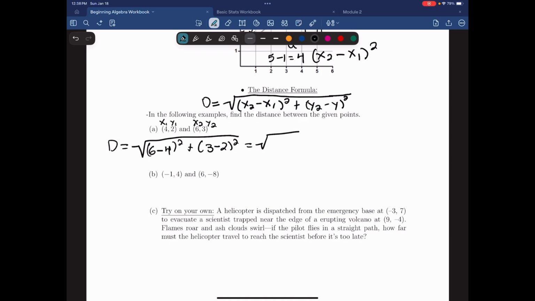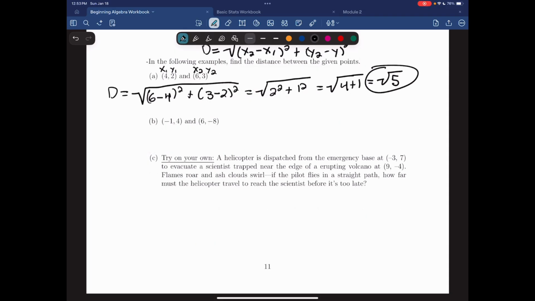And we get the square root of 6 minus 4, which is 2. So we get 2 squared plus 1 squared. 2 squared is 4, 1 squared is 1, so we get the square root of 5. Here, let me write it out like this. 2 squared is 4, 1 squared is 1, 4 plus 1 is 5, so the square root of 5. That's your final answer.